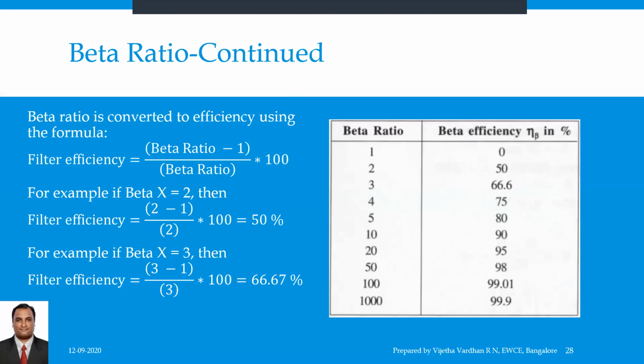67.67%. And there is a table you can refer to for the beta ratio and the beta ratio efficiency. If the beta ratio is 1, it is 0% efficiency. If it is 2, it is 50% efficiency, and so on. When the beta ratio is 1000, the efficiency is around 99.9%. And when it is 20, it is a 95% efficiency. This is the beta ratio efficiency table for your easy understanding.